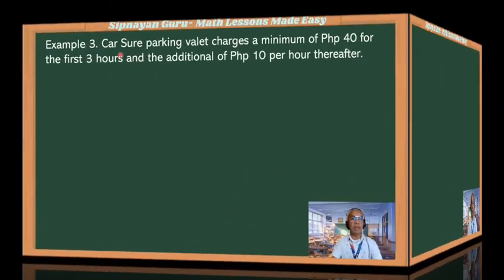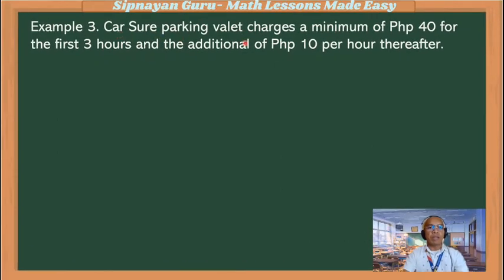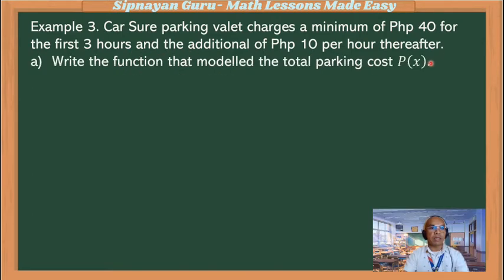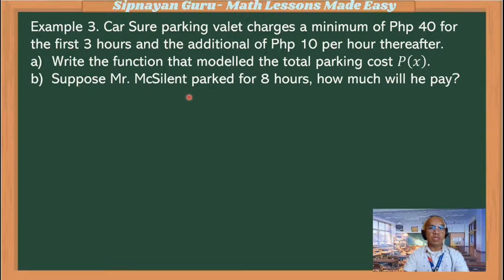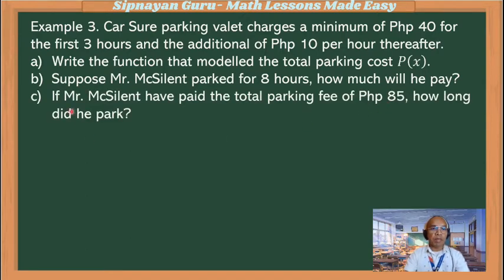Example number 3. Carrefour Parking Valet charges a minimum of 30 pesos for the first 3 hours and an additional 10 pesos per hour thereafter. Write the function that models the total parking cost, that is P of X. Then suppose Mr. McSilent parked for 8 hours. How much will he pay? If Mr. McSilent has paid the total parking fee of 105 pesos, how long did he park?